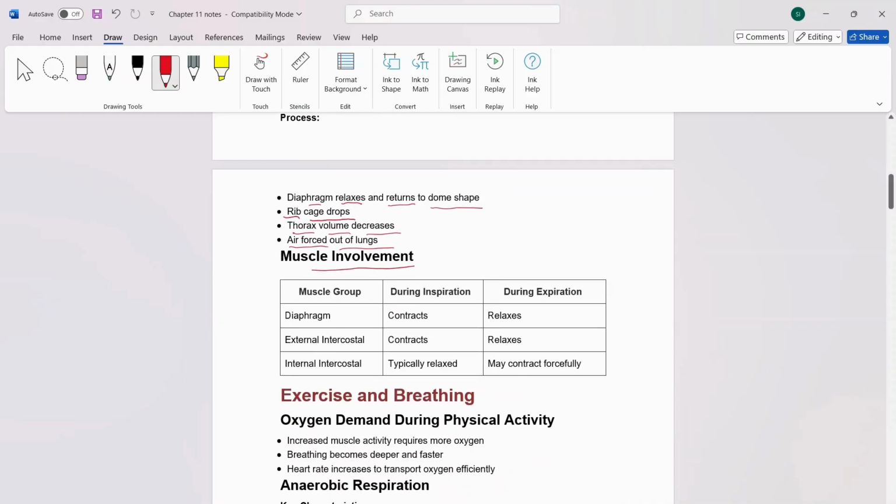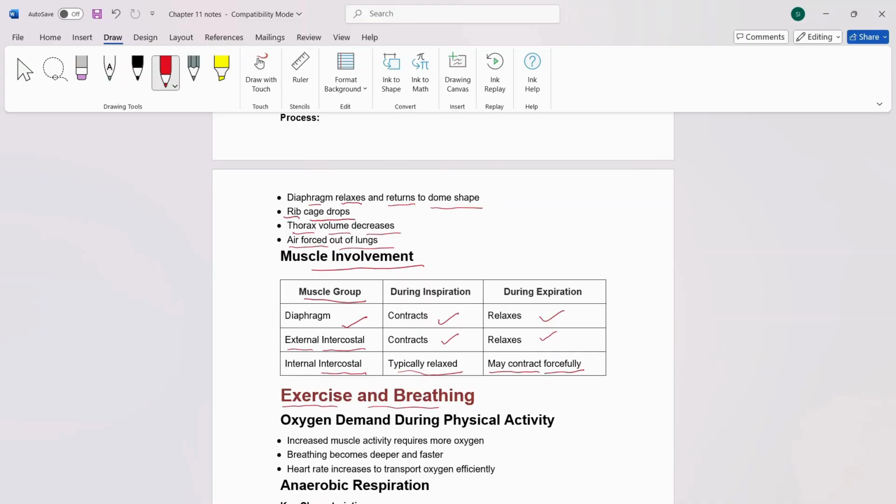Let's talk about muscles involvement. Muscle group. Diaphragm. During inspiration it contracts and during expiration it relaxes. External intercostal. During inspiration it contracts and during expiration it relaxes. Internal intercostal, it is typically relaxed during inspiration and may contract forcefully during expiration.